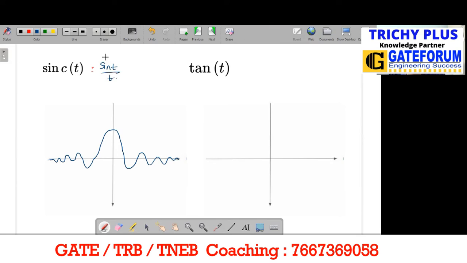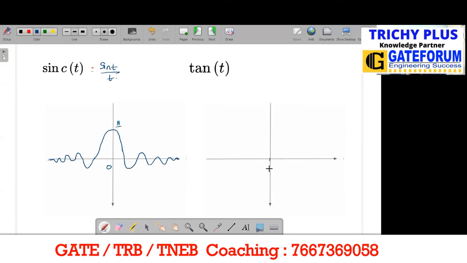This is an expansion of sinc of t. At 0, you will see a maximum, which here is going to be 1. As time increases, the amplitude keeps damping down and reaches 0. At t equal to infinity, you will see 0 as the answer. Right. So how does tan t look?